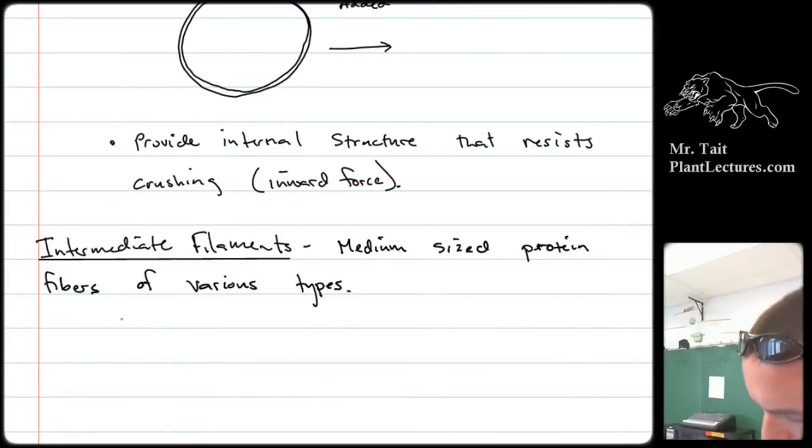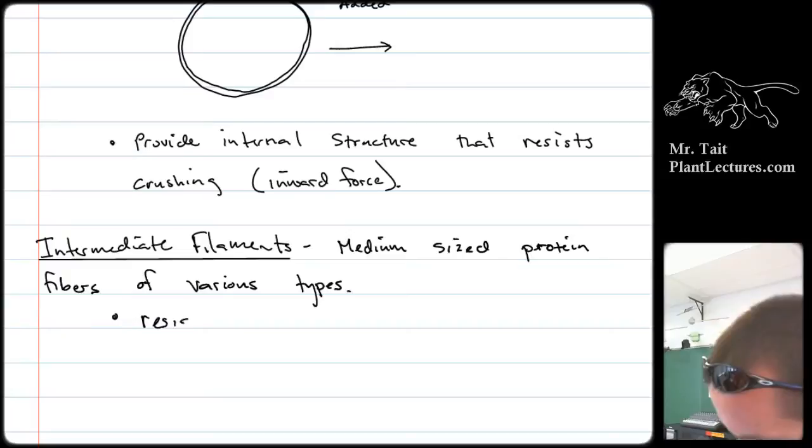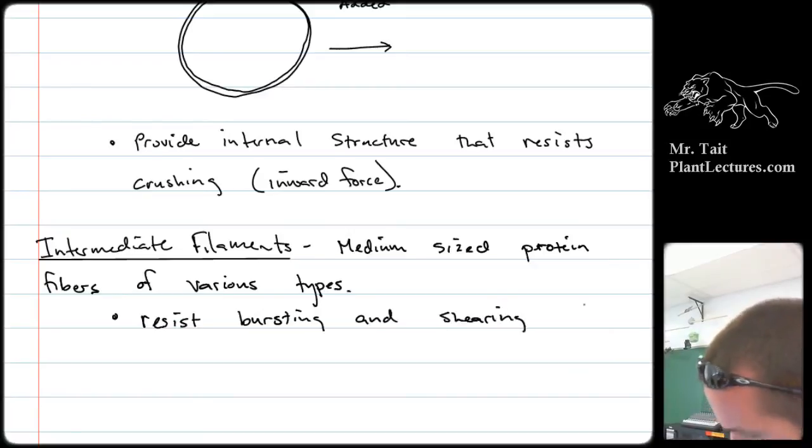And their main function, the main function of intermediate fibers, is to resist the shearing force, or what's called the bursting force. So they resist bursting and shearing, which is called outward force.